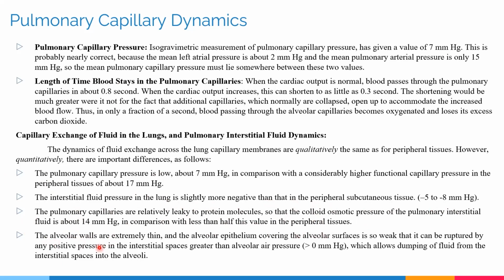The alveolar walls are extremely thin, and the alveolar epithelium covering the alveolar surfaces is so weak that it can be ruptured by any positive pressure in the interstitial spaces greater than the alveolar air pressure, which is around 0 millimeters of mercury. This allows dumping of fluid from the interstitial spaces into the alveoli and thus forces the alveolar wall to break.